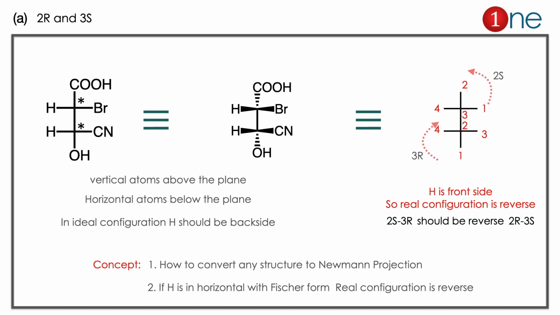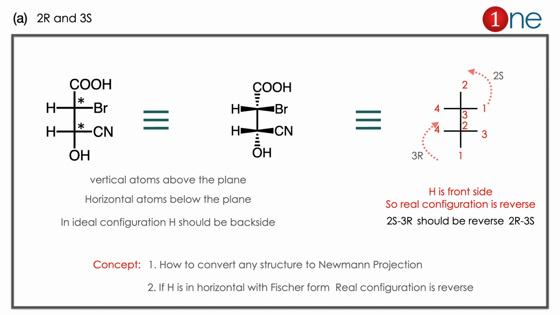Here you are writing in Fischer projection, you have to convert it into a wedge and dot structure. If you convert it into a wedge and dot structure, the horizontal ones will be above the plane, the vertical ones will be below the plane. So the above and below the plane configuration you can write. If you look at it, hydrogen is above the plane. For the real or ideal configuration, hydrogen should be at the back, otherwise the real configuration is reversed.